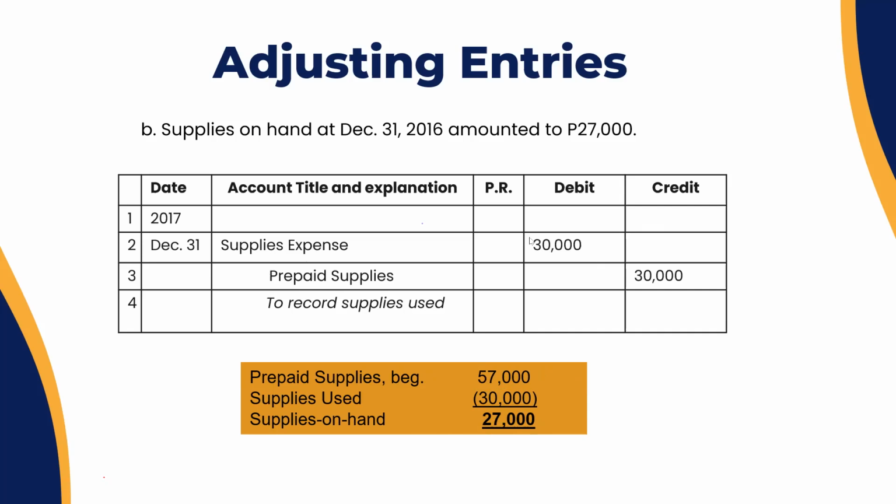So, how do you record? Debit, supplies expense, 30,000, and what will be your credit? Syempre, you want to adjust your prepaid supplies. You want to decrease it or lower it from 57, dapat ipakita mo na 27 na lang siya. So, how do you do it? Syempre, minusan mo siya ng 30. So, 57 minus 30 na credit, 27,000 na lang ang on hand, which is the correct amount of the supplies on hand as of December 31. Okay?